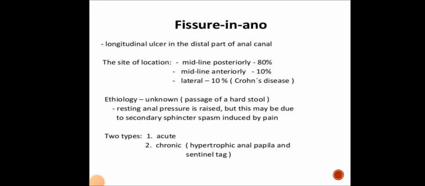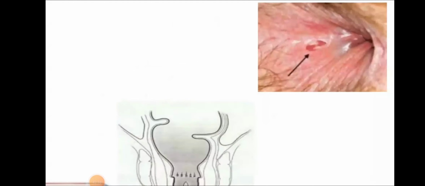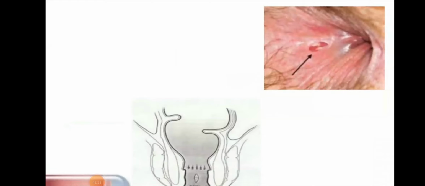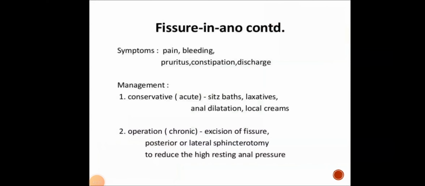The clinical features. So this is a fissure. You can see. About the clinical features of acute fissure, there will be spasm, pain during defecation, then bright streaks of blood will be present along with the stool, or on the tissue paper, the presence of blood will be there.